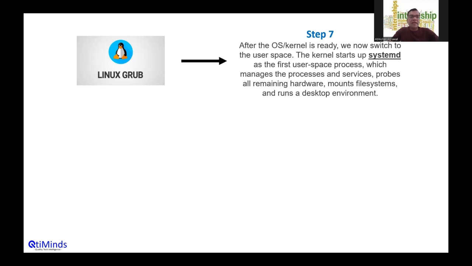As I said, in the POST and BIOS stages, it tries to find out whatever hardware is available, but it is not really checking all the hardware. It is checking the necessary hardware available at step 3 and step 2. But in step 7, once you are in user space, other hardware is also there, right? So it initializes other hardware as well and mounts the file system, right? So this systemd, what does it do? It manages processes and services, probes all remaining hardware, mounts the file system, and then runs the desktop environment.